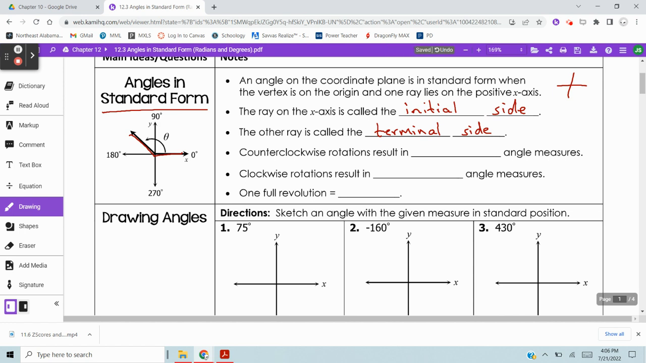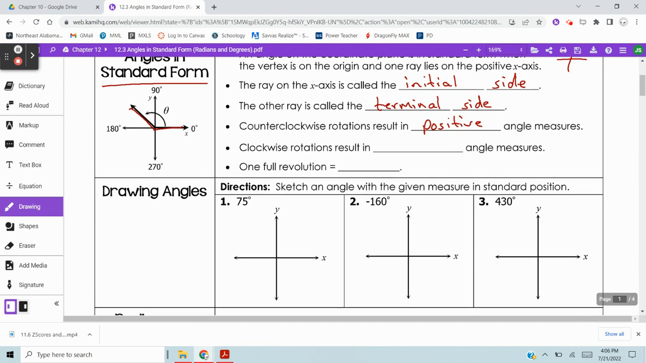Counterclockwise rotations, which is what we have here. Remember that when you're dealing with a clock, clocks rotate this way, that would be clockwise. So counterclockwise rotations are positive angles. And clockwise rotations, which would be in this direction, would be negative angles. So we can also have positives and negatives when we're dealing with angles. One full rotation is equal to, we talked about that a while ago, 360 total degrees.